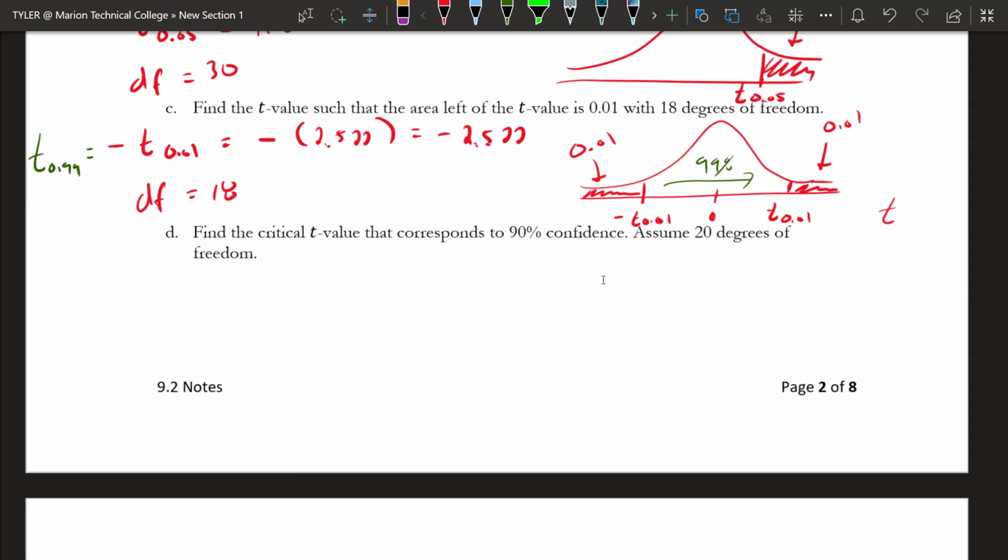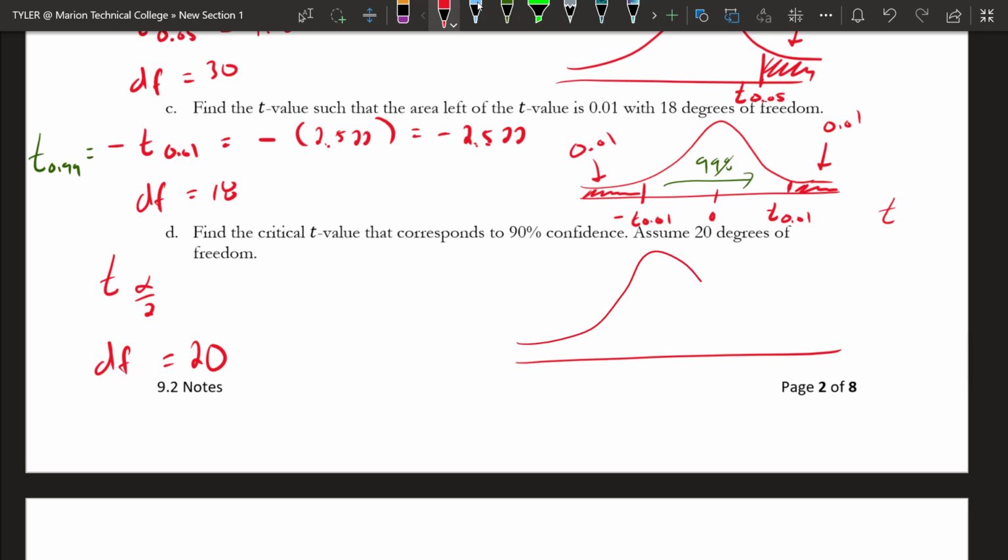All right, so then part D, we want to find the critical t-value that corresponds to 90% confidence. Assume 20 degrees of freedom, right? So we're trying to find t, the critical value, t sub alpha divided by 2, where we have degrees of freedom equal to 20. Right, so if it helps you, please draw a picture. Here would be 0, it'd be my t distribution. I'm going to have 2 marks over here, where this is t alpha divided by 2, and this is negative t alpha divided by 2.